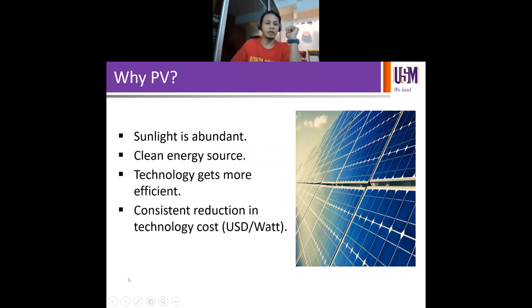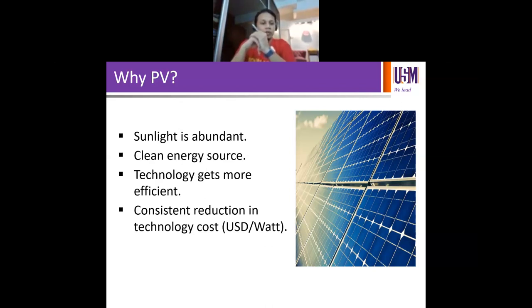So why PV? Why do we use solar cell? Firstly, because sunlight is abundant, we're going to have sunlight forever until the doomsday, sampai hari kiamat lah. Kalau kita Muslim, kita percaya sampai hari kiamat. Waktu tu kita akan hilang semua benda. So until then, the sunlight will always be around, right?